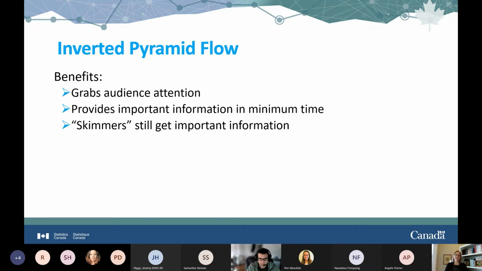So the benefit of an inverted pyramid flow is that it grabs the audience's attention. And we know that most people will not spend a lot of time reading reports. So skimmers, or those who have one minute to read your data story, will still get the important information because it's in this first paragraph. It's really effective.